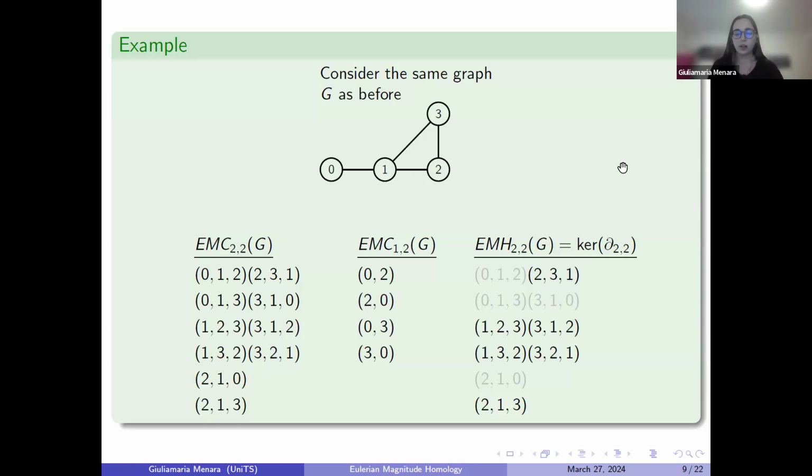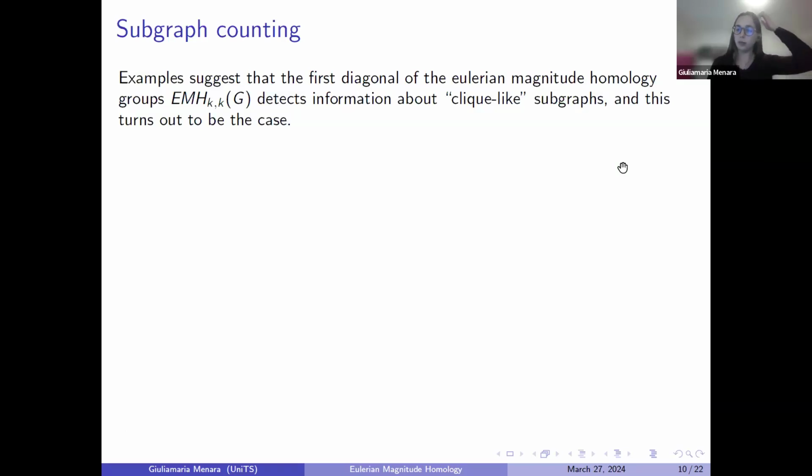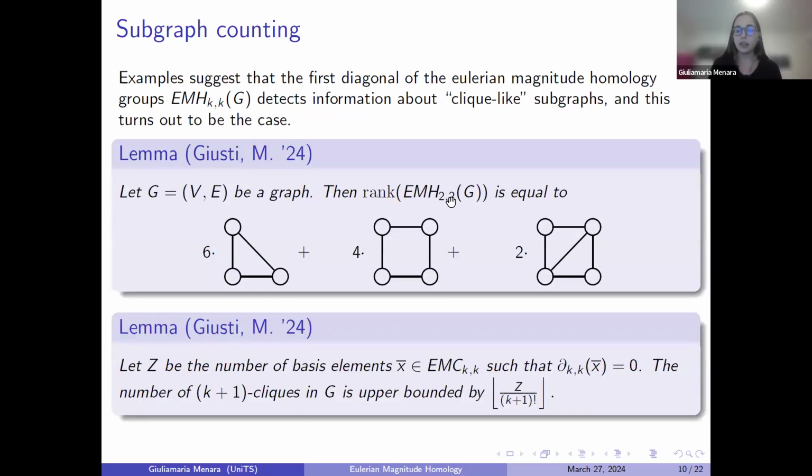So, okay, it seems there's some connection between the rank of Eulerian magnitude homology groups and graph substructures. And actually, we're able to prove some connection between these ranks and not really cliques, but clique-like subgraphs, like subgraphs with enough edges. So in this case, when k and l are both equal to 2, then the rank of this magnitude homology group is precisely equal to 6 times the number of triangles in our graph, plus 4 times the number of chordless squares, plus twice the number of squares with one diagonal.